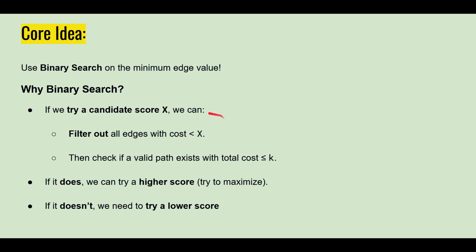So what is our core idea? Our core idea is to use binary search on the minimum edge value. Why are we going to use binary search? Because if we try a candidate score x, we can filter out all the edges with value less than x. Then we check if a valid path exists whose total cost is less than or equal to k. If it does, we can try a higher score and try to maximize that. If it doesn't, we need to try a lower score.